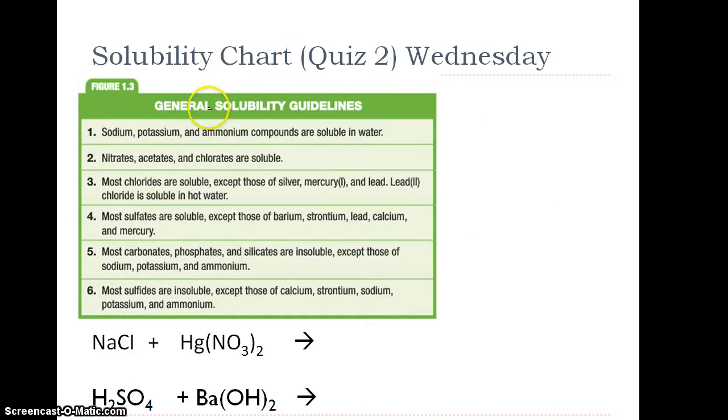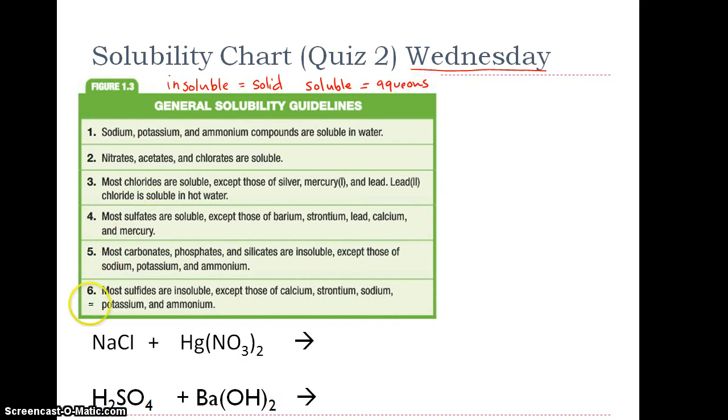We're talking about the solubility chart. You're going to be having a quiz over this tomorrow, because tomorrow is Wednesday. So this is dealing with double replacement reactions, and what I'm going to do is I'm just going to give you a list of compounds, and you're going to tell me which ones are soluble, which means aqueous, and which ones are insoluble, which means solids. So insoluble means it is a solid. Soluble means it can dissolve in water, and that means aqueous.